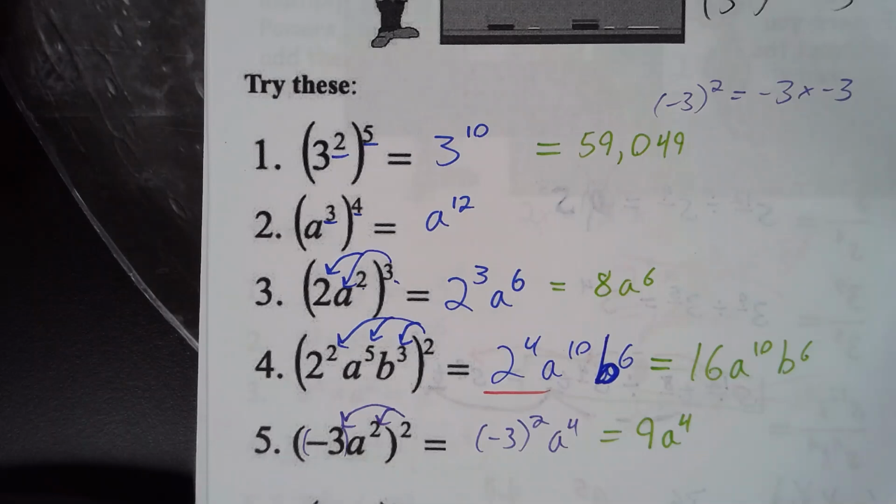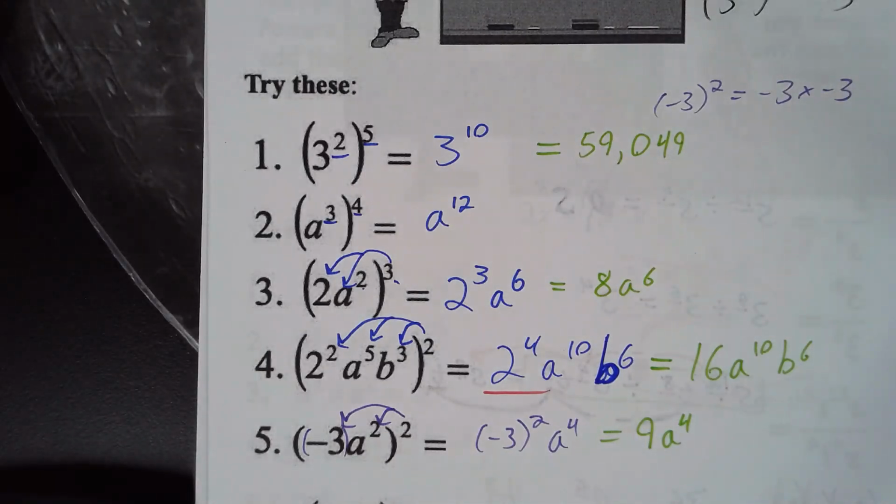Let me think about that for a second. Hang on, because I think I might have screwed up on number 5, now that I think about it. Negative 3, yeah. Since you have two negative numbers, negative 3 times negative 3, that'd be a positive 9. Does that make sense? Okay. Any other questions on those examples or on that rule?